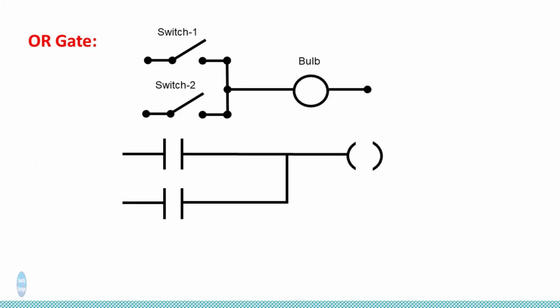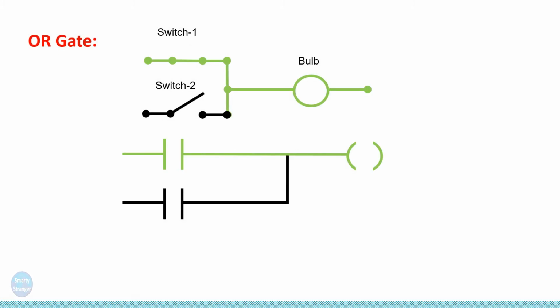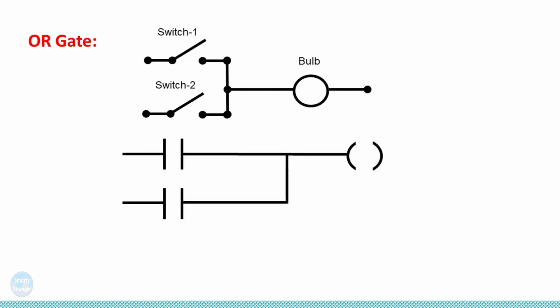If we convert it into a PLC program, it would be like this. When any of the inputs is high, the output will be high. The output is low only when all of the inputs are low.